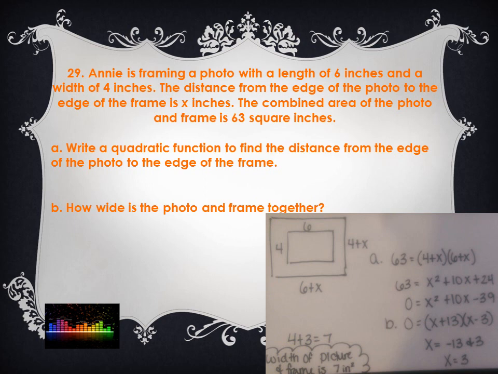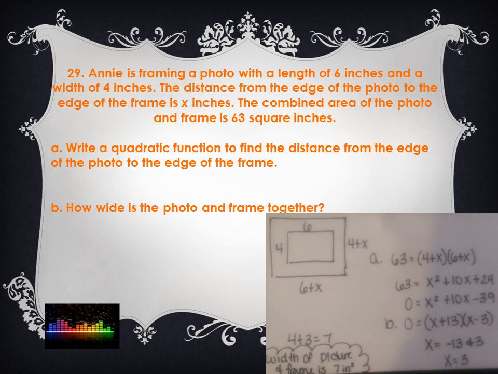You can either FOIL or use the box method to multiply this out, and you get x squared plus 10x plus 24. Since we have a trinomial and a quadratic function, we can solve for x by factoring, or any other method you like. And so this needs to be set equal to 0. So we're going to subtract 63 on both sides, and we're left with x squared plus 10x minus 39 equals 0.